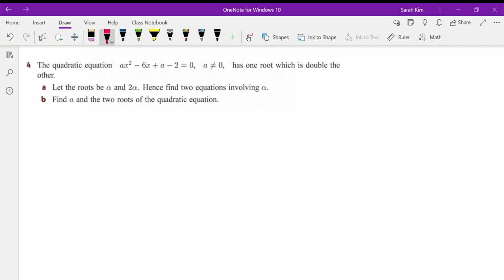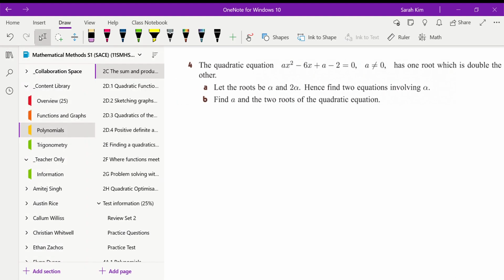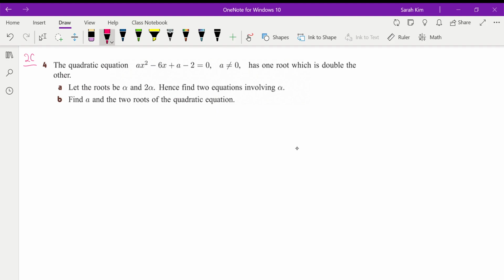Right, so I'm going to show you how to do question 4 from section 2. So we have the quadratic equation, and then we know that one root is double the other. Let the roots be alpha and 2 alpha, hence find the two equations involving alpha.